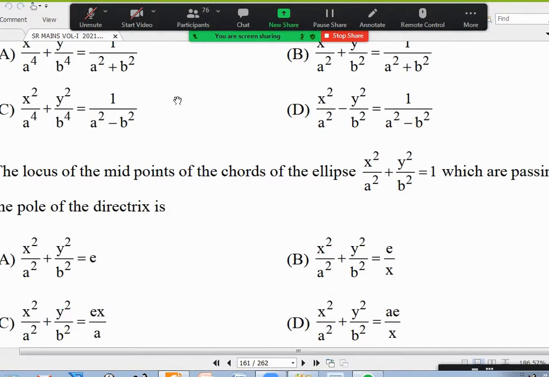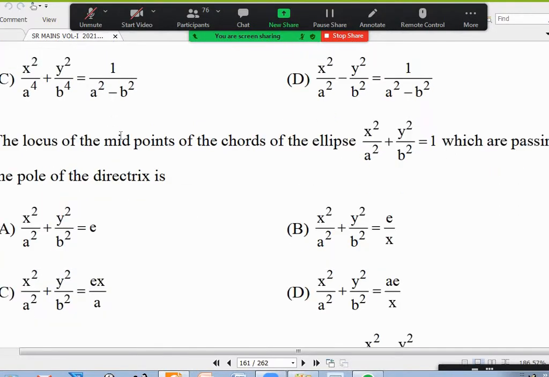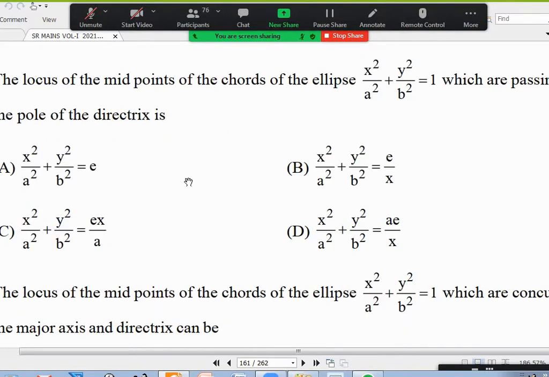I can say 1 or 2 questions are a little lengthy, but these all look big, but the answer is nothing. Hardly any question is more than 2 steps or 3 steps.